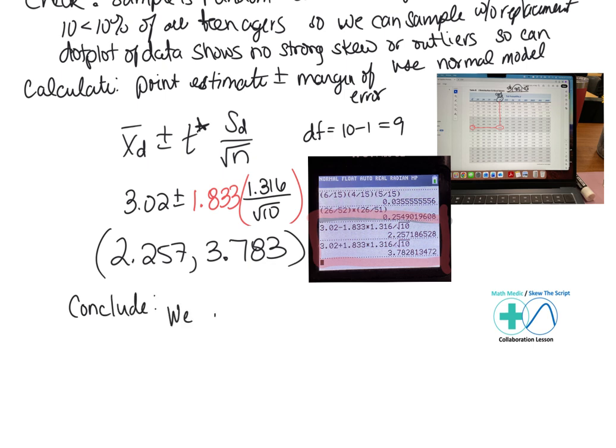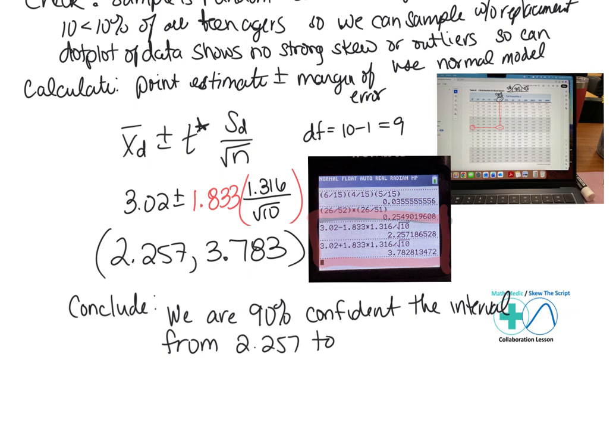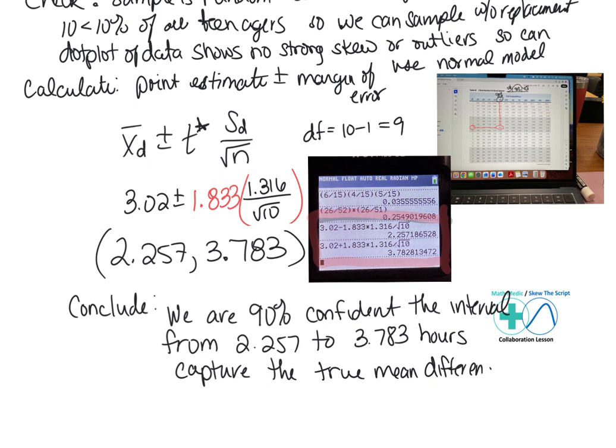We are 90% confident the interval from 2.257 to 3.783 hours captures, and you're repeating your parameter, the true mean difference in time spent online.